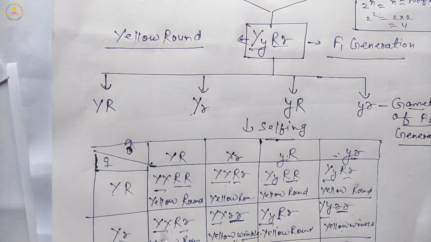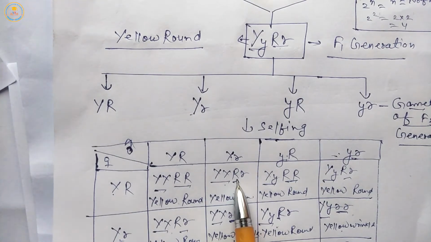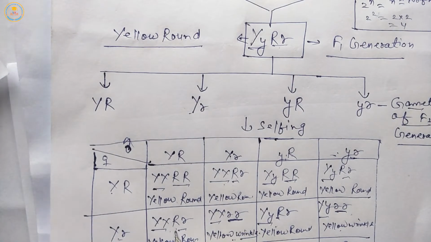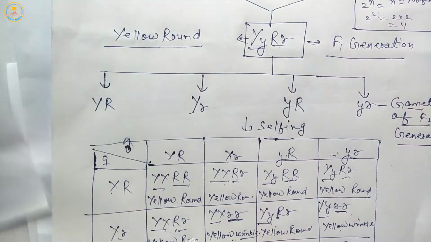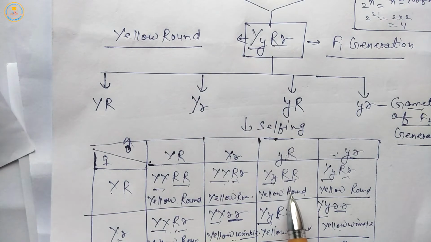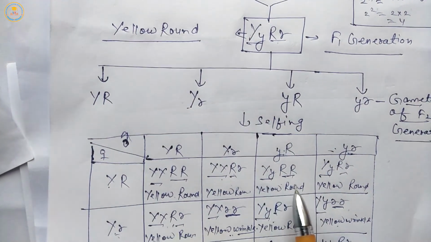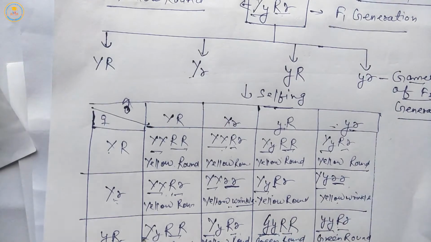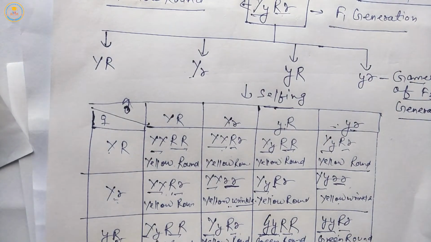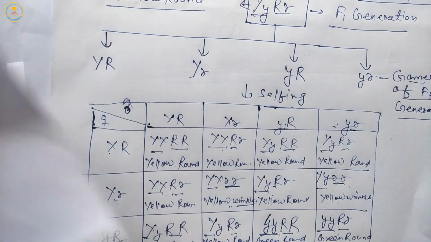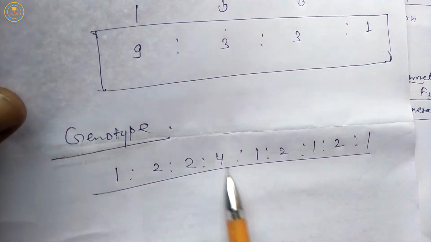Capital Y, capital Y, small r, capital R, small r, capital R. Only 2 plants. There are 2 types, and this type has 2 plants only. Capital Y, small r. Capital Y, small r, capital R, capital R. So this is only 2.